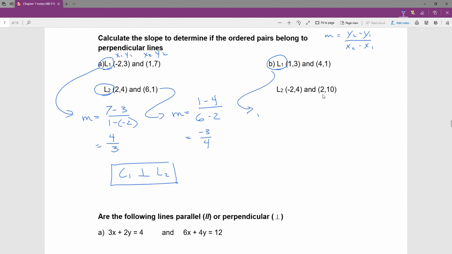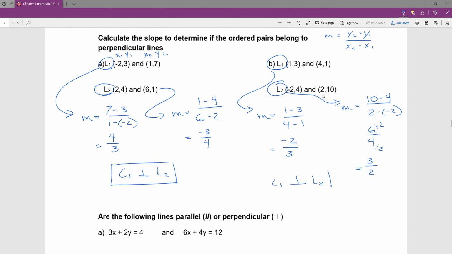The last ones, solving for their slopes. Reducing when I need to. I can see that they are actually upside down opposites of each other. So line 1 is perpendicular to line 2.